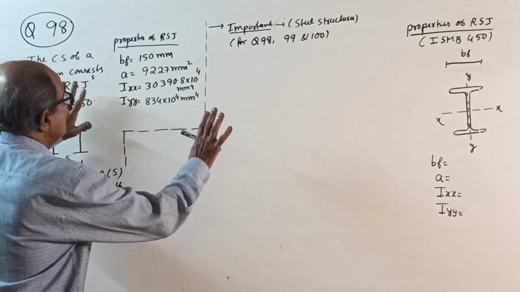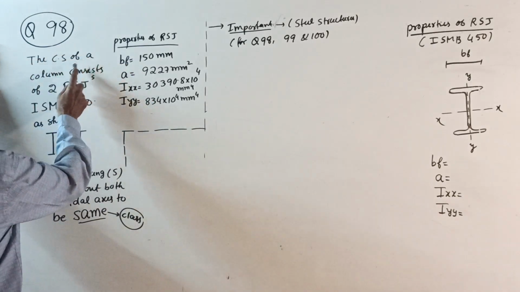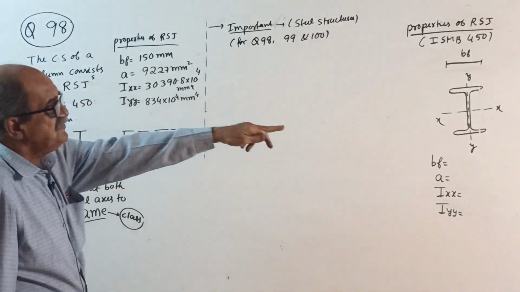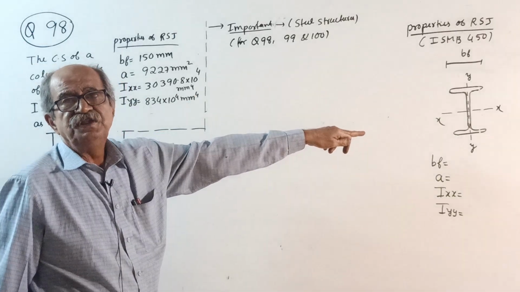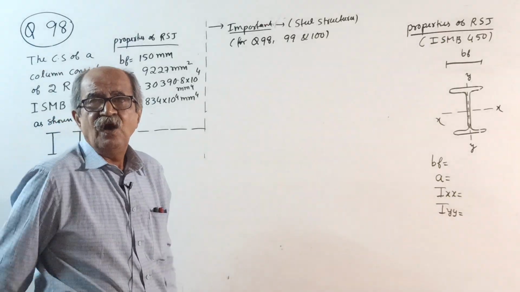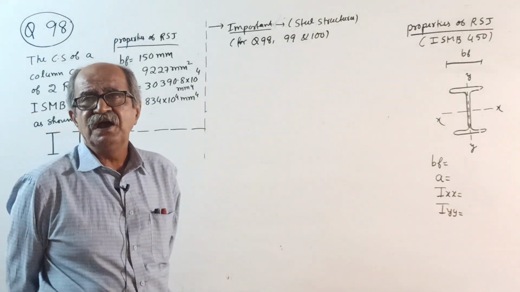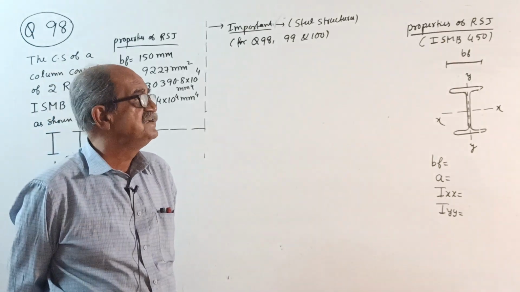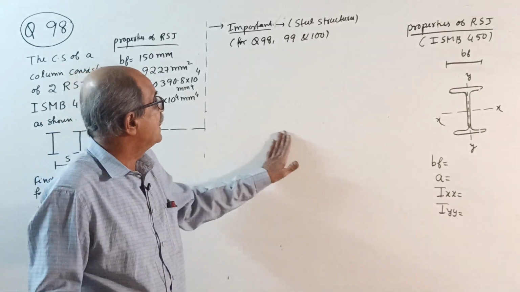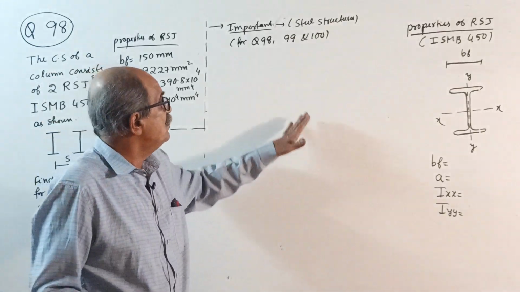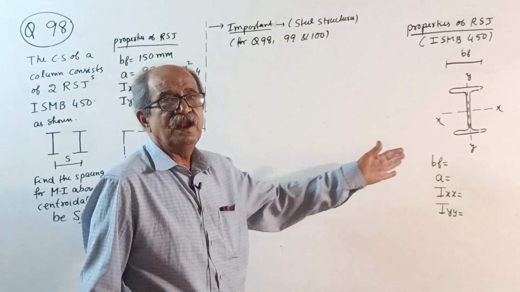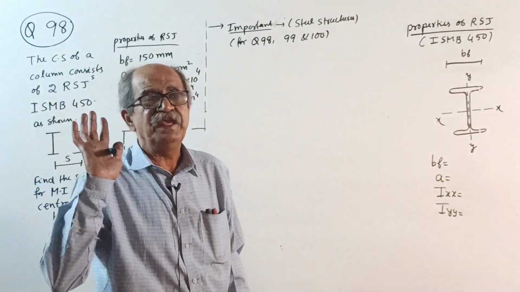So see, first I read the question. The cross section of a column consists of two RSJs. I told you RSJ means rolled steel joist I section. So this is today's part E of the moment of inertia classes, dedicated to steel structure. You should start from part A, not from here. If you only see this class, you will not understand. You will start wondering what is going on here. So start your study from the beginning.